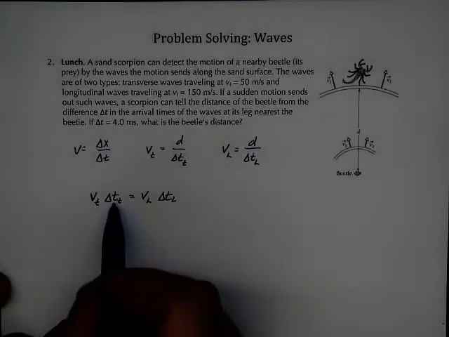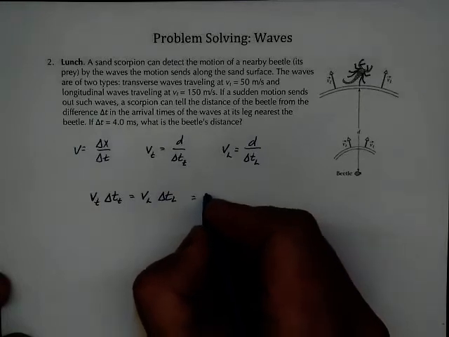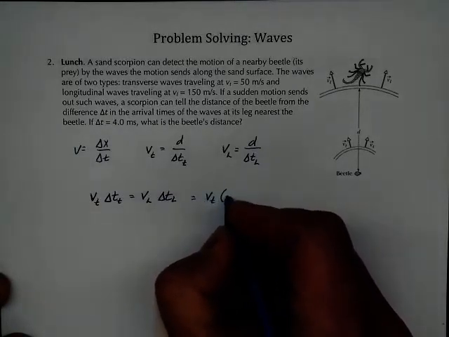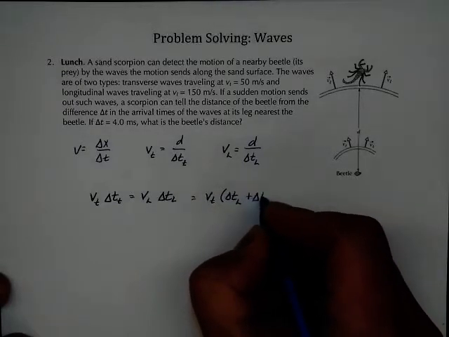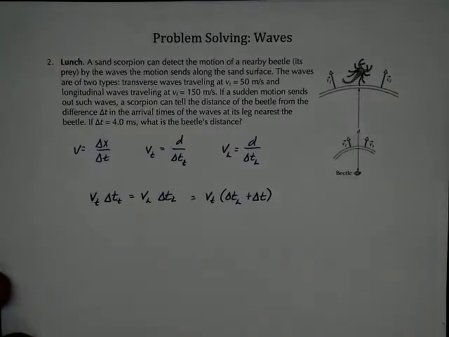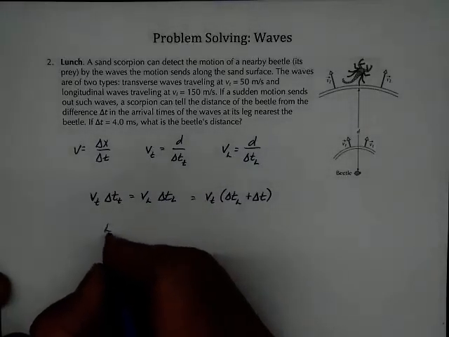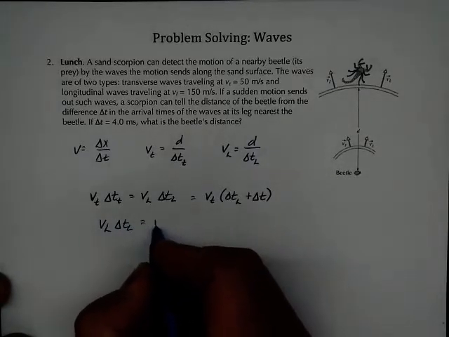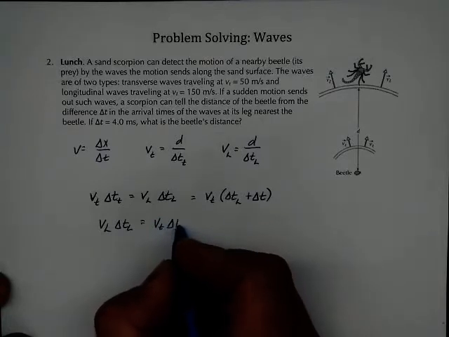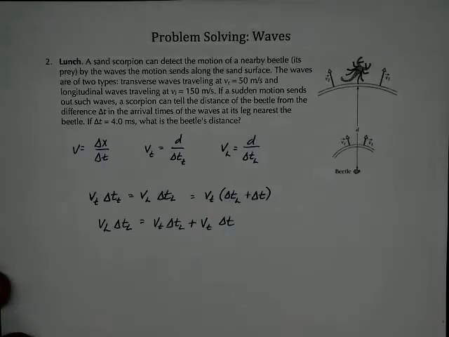But the transverse wave takes 4 milliseconds longer than the longitudinal wave. So we could also write this as the velocity of the transverse wave times the time of the longitudinal wave plus that time difference of 4 milliseconds, though I'm going to leave things symbolic for the time being. So then if I put these things out and cluster them, I'll have velocity longitudinal times the time longitudinal equals the velocity transverse times the time longitudinal plus the velocity transverse times that time gap.